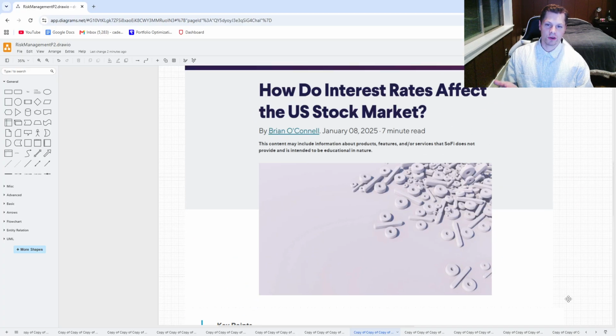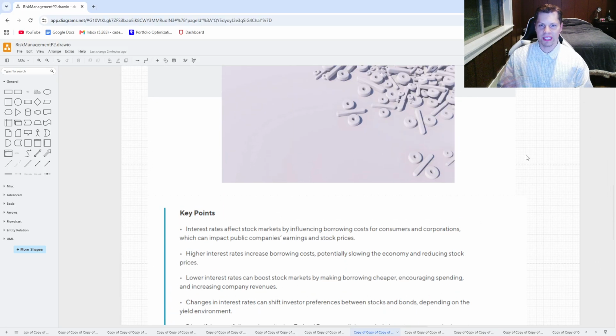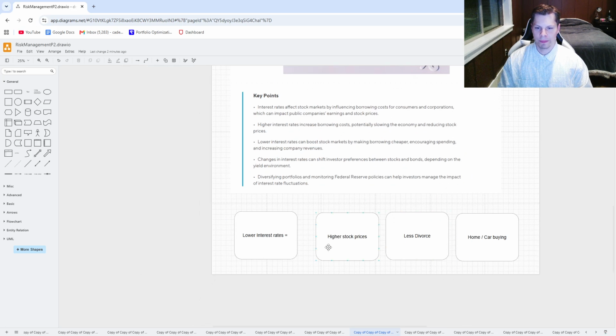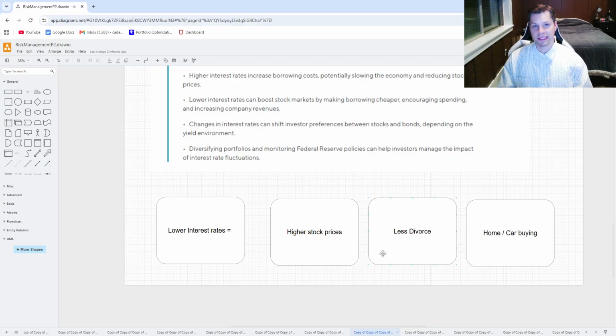So, this article by SoFi very clearly lays out the point that high interest rates usually are not good for stocks and usually slow the economy and reduce stock prices, while low interest rates tend to make the economy better. It tends to grow assets more. So low interest rates means higher stock prices, less divorce, more home and car buying, which means people progress through life.